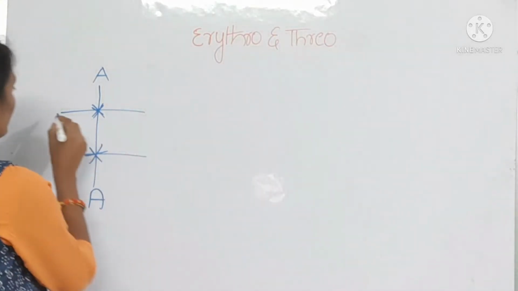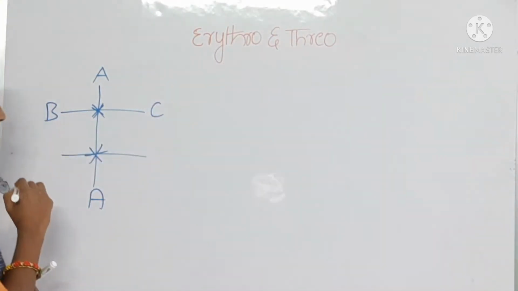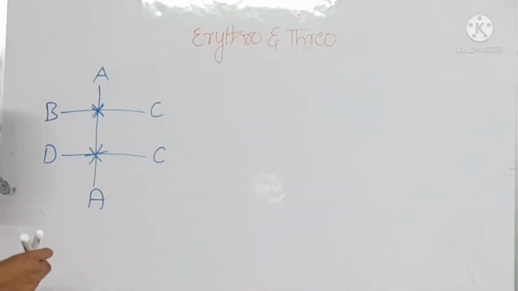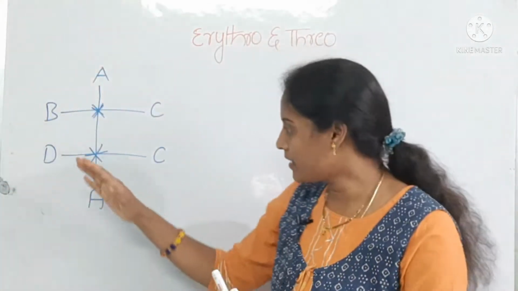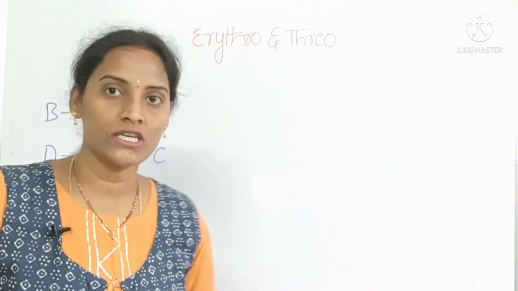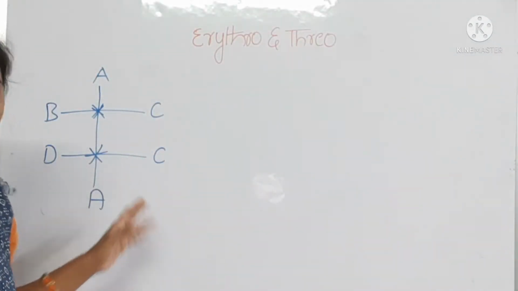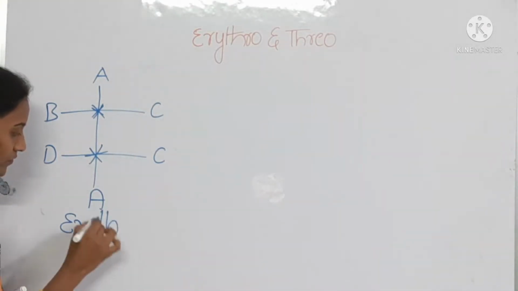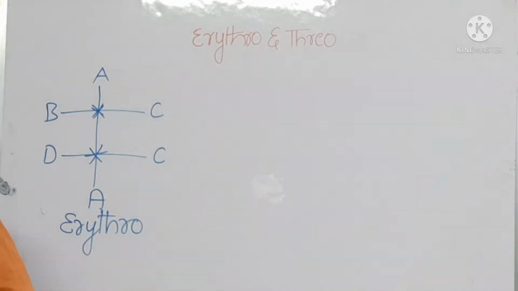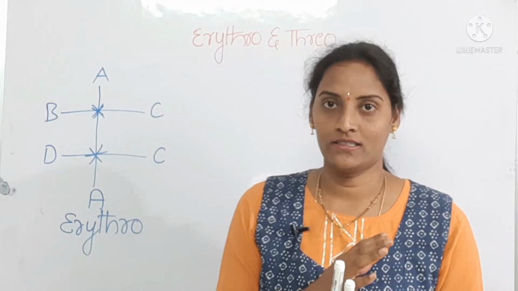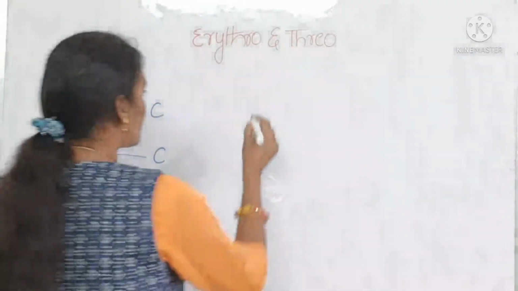See, this one is B, this one is C, and this one is D, this one also C, students. See, at these two chiral centers or stereo centers, if the similar groups are present on the same side, that one is the erythro isomer. And if the similar groups are present on the opposite side, then that comes under the threo isomer, students.